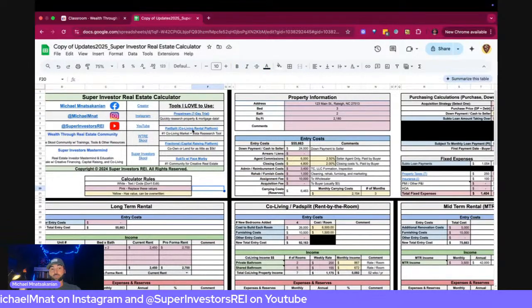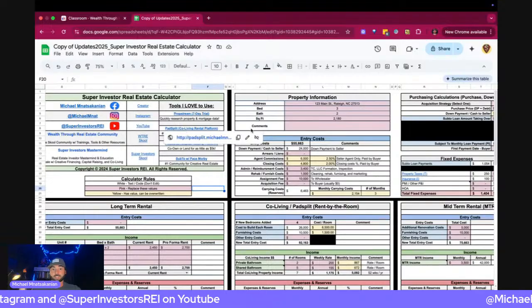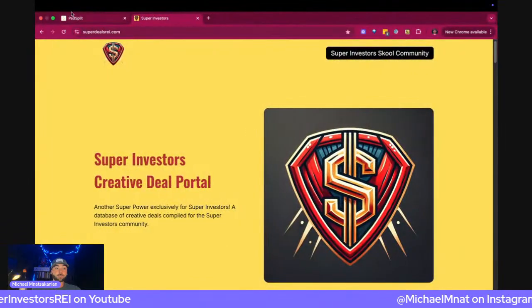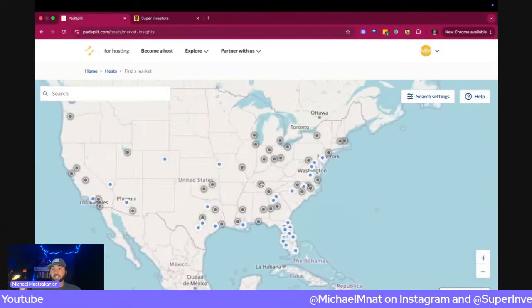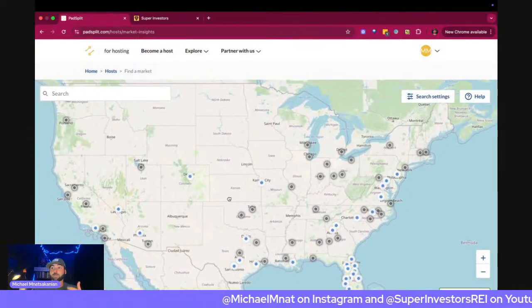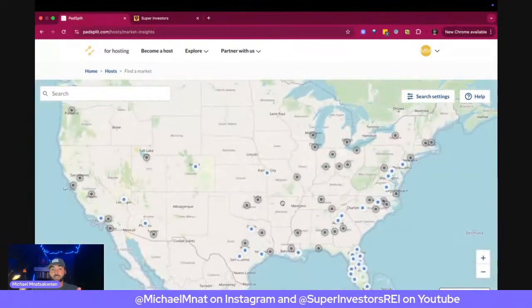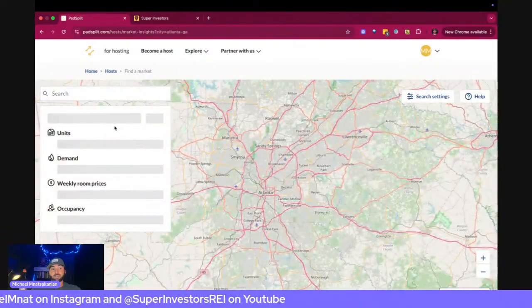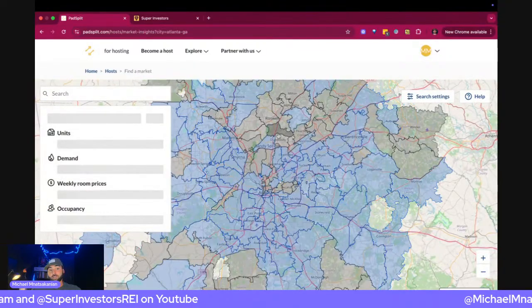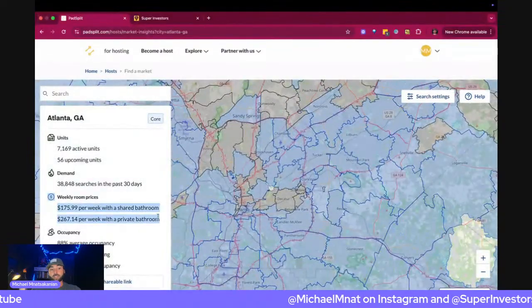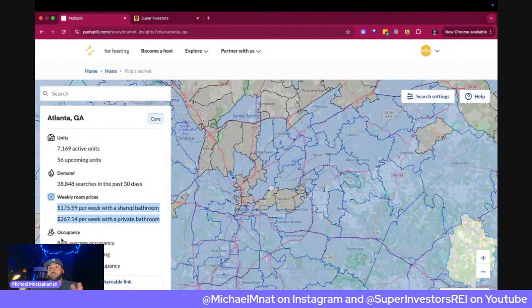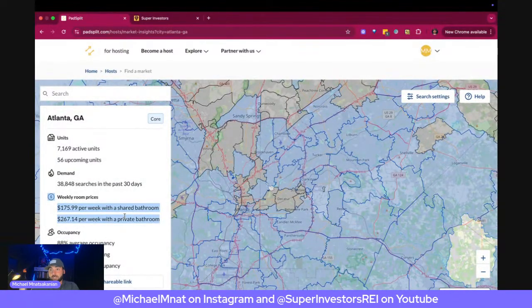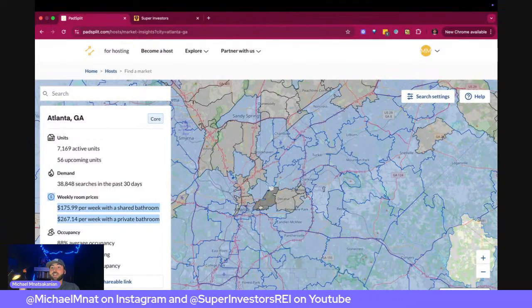If you want those free tools I was talking about from PadSplit so you can analyze deals, for example, if you want to be able to see exactly the entire map where the PadSplit platform operates, what the different data that they have for each different city, what the number of units they currently have available, how many people are searching for those, what the weekly rates are. Like, people ask, how do I get all these numbers? This is how I get these numbers. You've got to use tools. You've got to use data from somewhere.